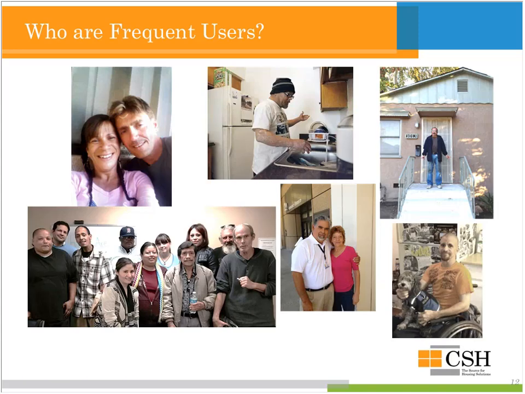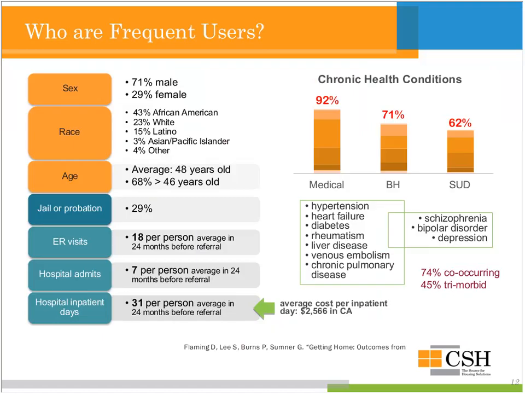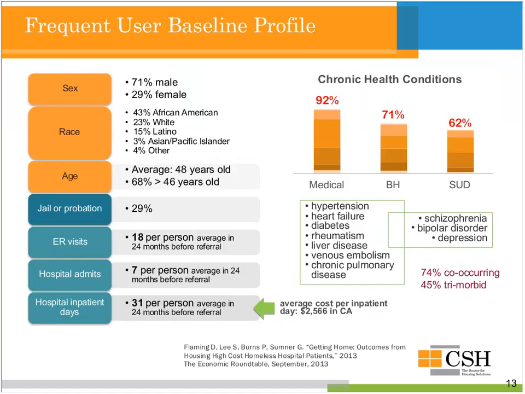So who are the frequent users? No discussion of this population would be complete without actually seeing who they are and what they look like. And they're people just like you and I. These are individuals from the program that we'll be hearing about in Los Angeles. A baseline profile from that program has shown that they have the chronic health conditions that we just heard about from the national study. So hypertension, congestive heart failure, diabetes, in addition to liver disease, which is a result of alcoholism, and chronic pulmonary disease.